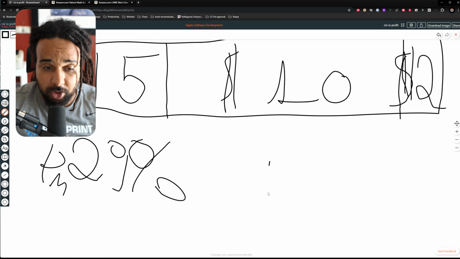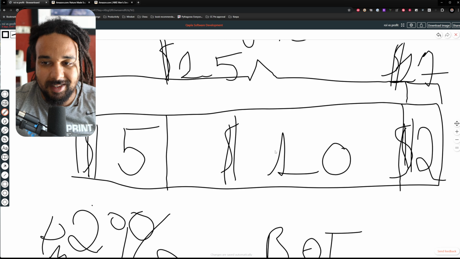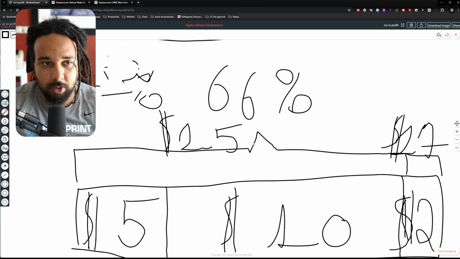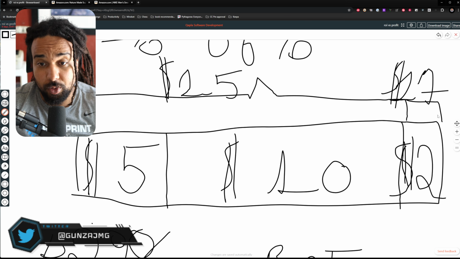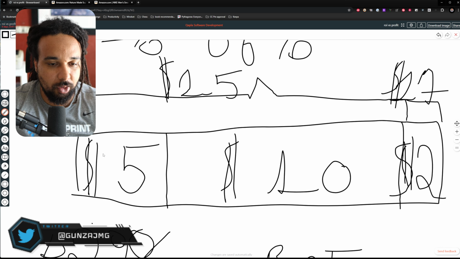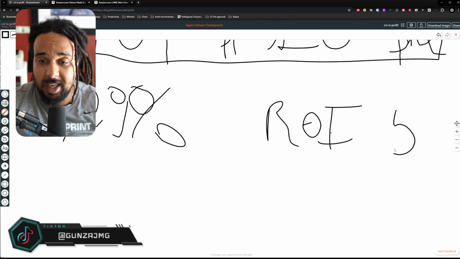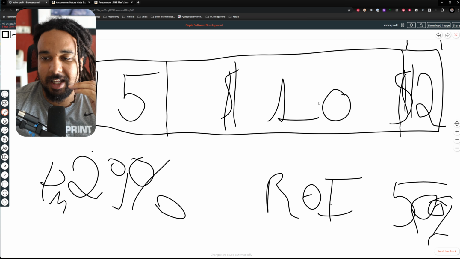But your return on investment is going to be exactly the same as the example that we used above. You still invested $10, and you still made $5 profit selling this item because you sold it for $17 and Amazon took $2. So at the end of the day, your return on investment is staying the same, at 50%.